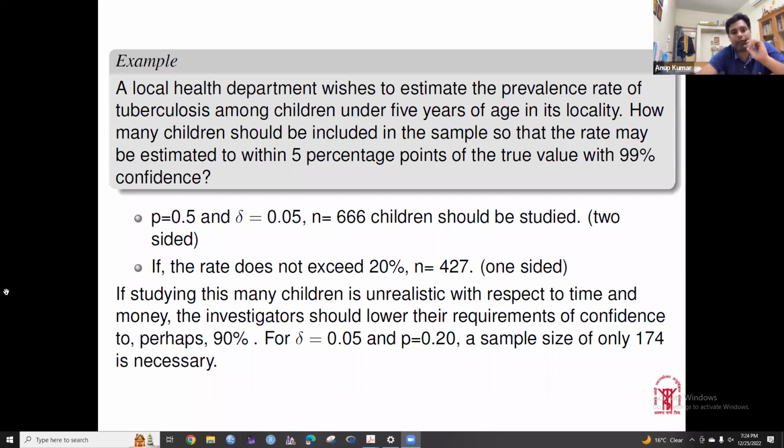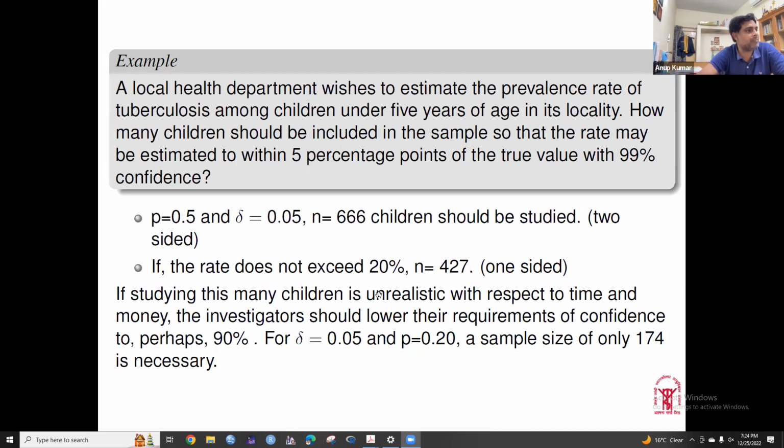Now if you can say if the rate does not exceed 20%, okay, अगर कोई कहता है कि ये 20% से ऊपर नहीं हो सकता, because here we are taking p as 0.5, but if somebody says that कि ये prevalence 20% से ज्यादा नहीं हो सकता, so instead of taking p is equal to 0.5, we can take p is equal to 0.2. For just changing from 0.5 to 0.2, the sample size n is 427.